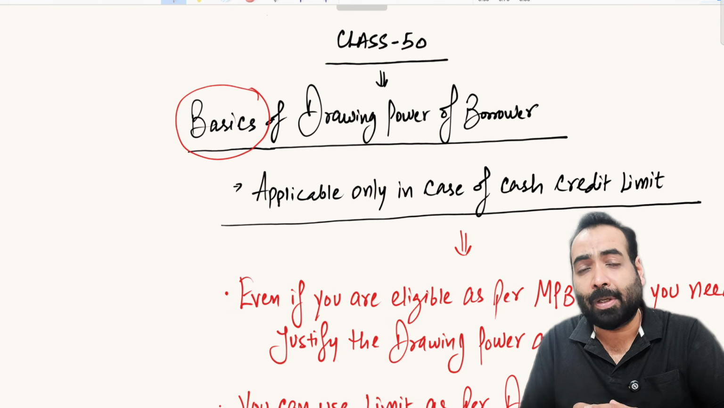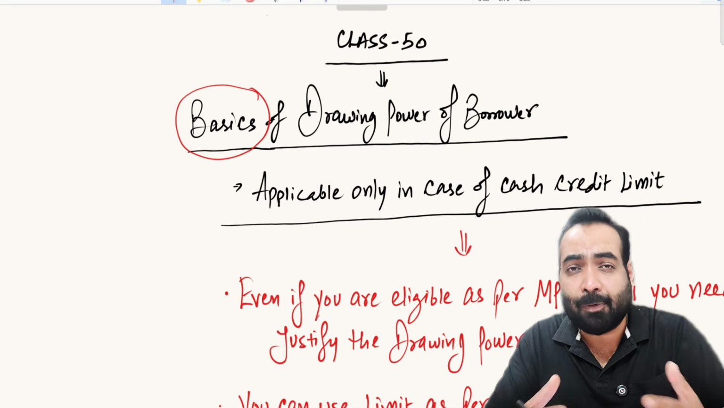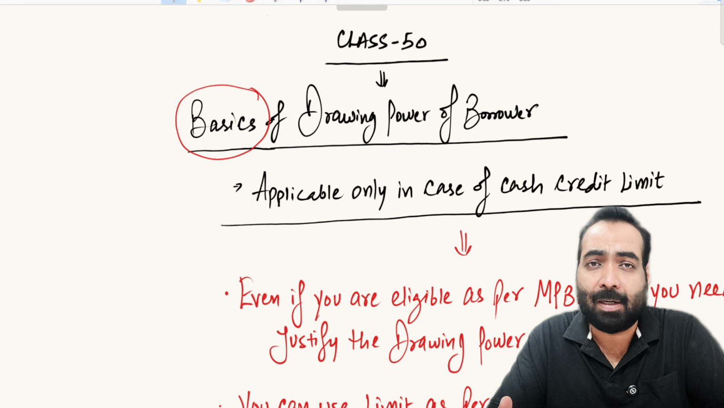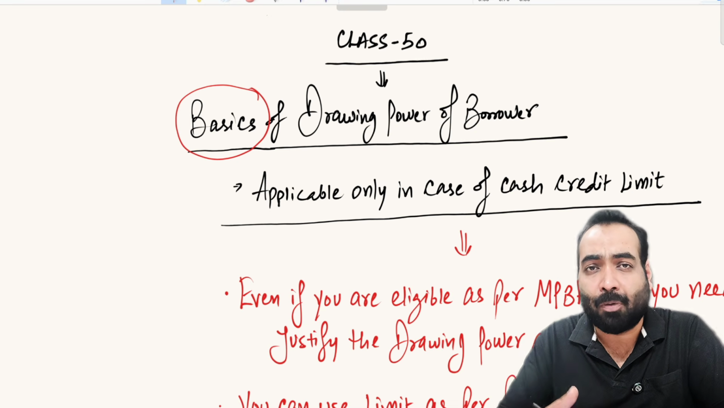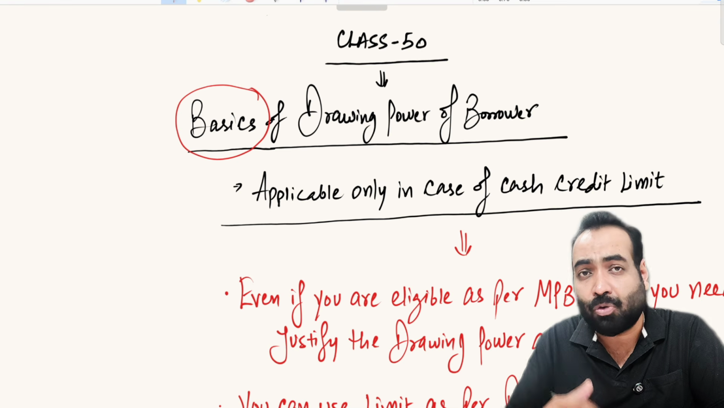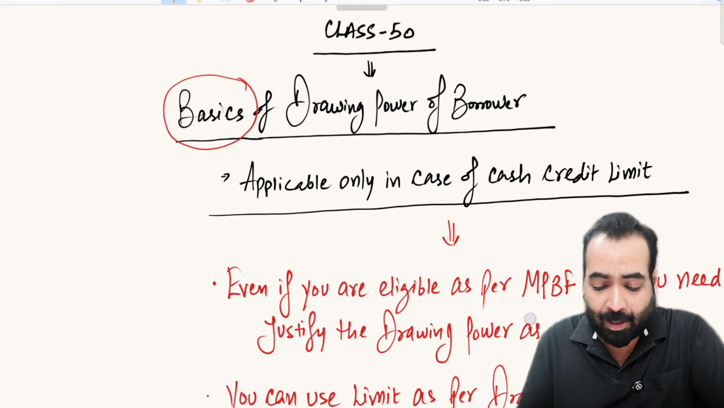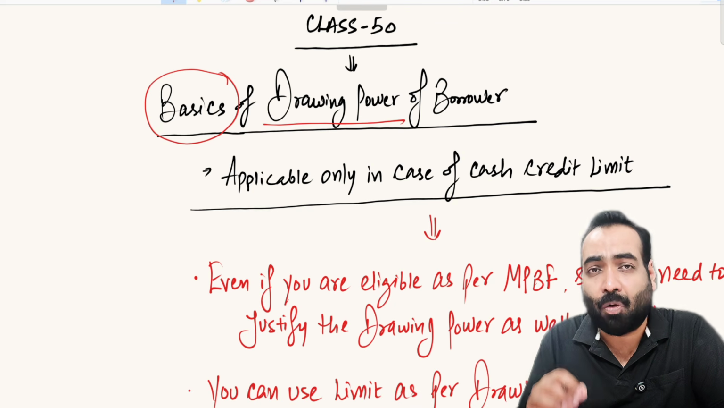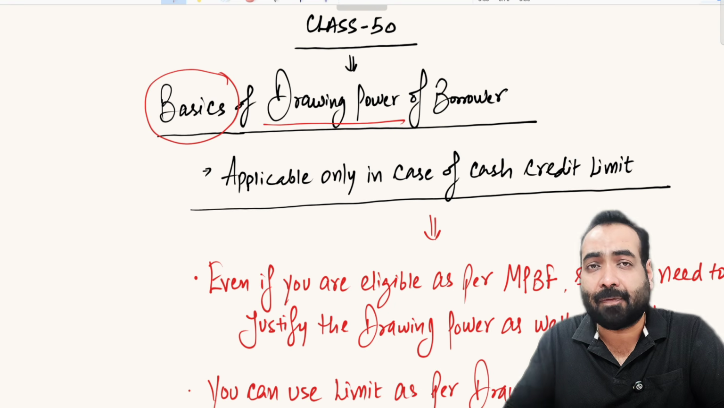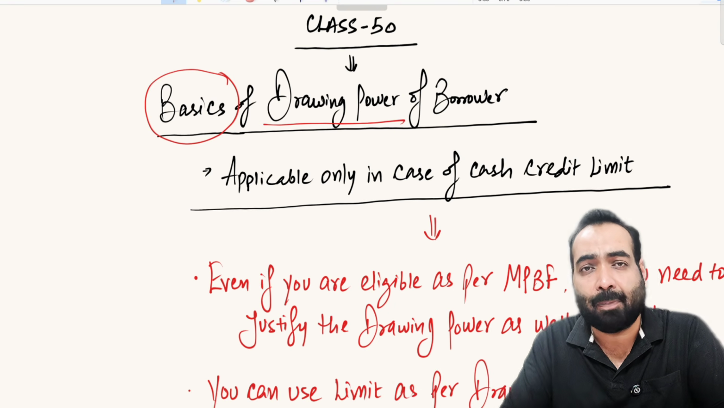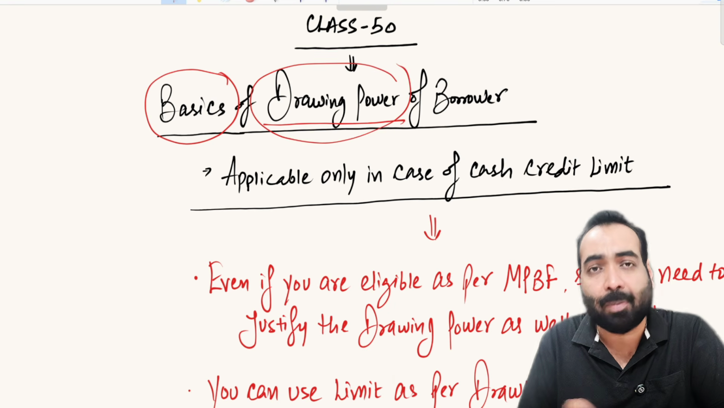I have told you in the 3-4 videos before starting the MPBF norms that even if you are eligible for a working capital facility as per the MPBF norm, you still have to justify the drawing power norms as well in order to actually avail the limit. But there is one fact that you need to understand: the drawing power calculations are only applicable in case of cash credit facility. If you are availing any other facility like packing credit, letter of credit, buyer's credit, then the calculations of drawing power will not be applicable.